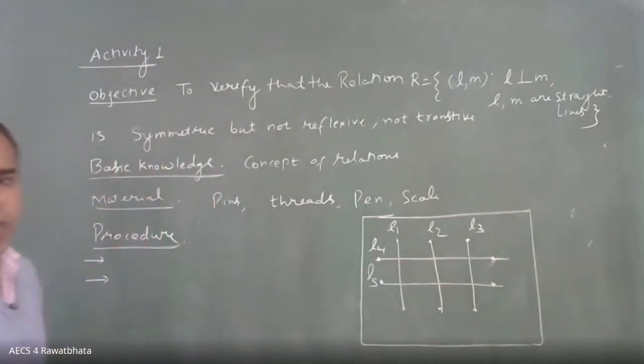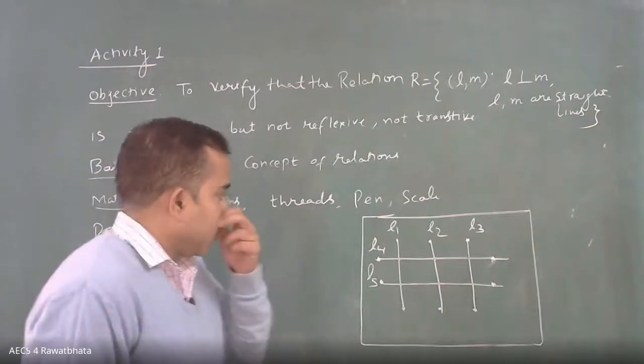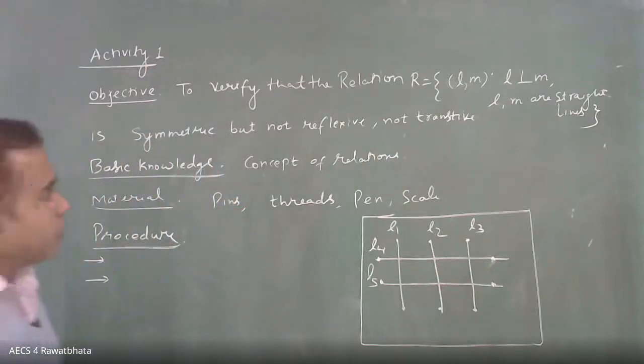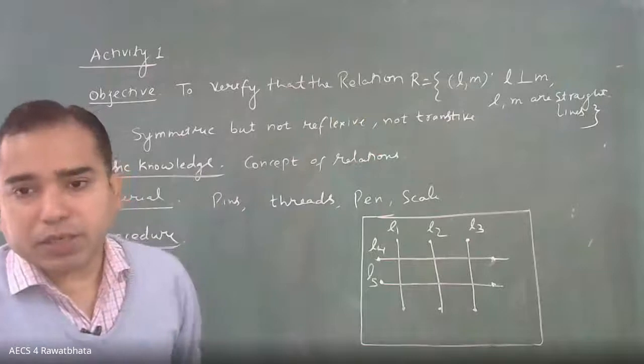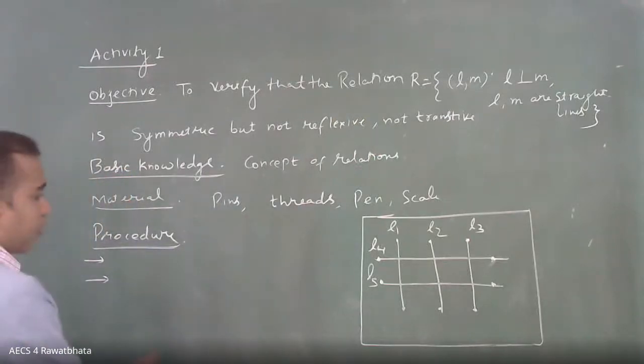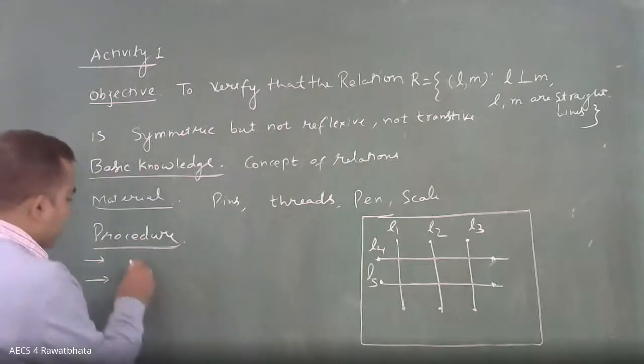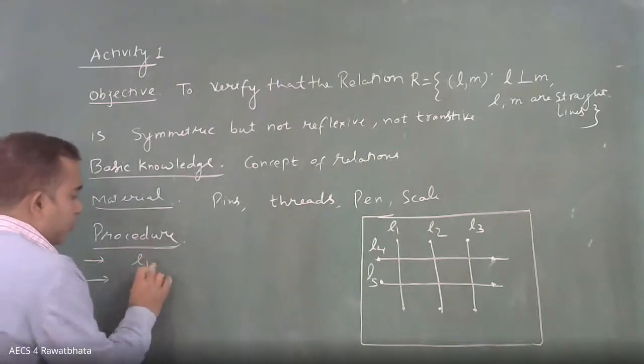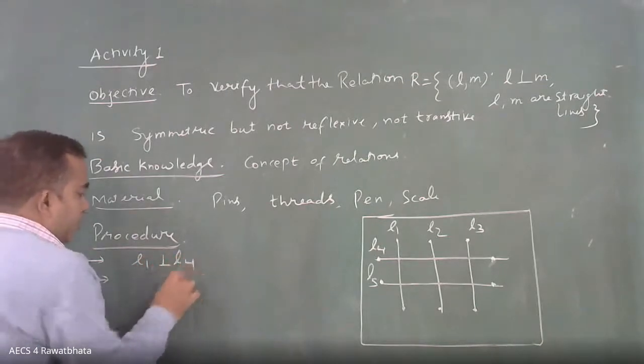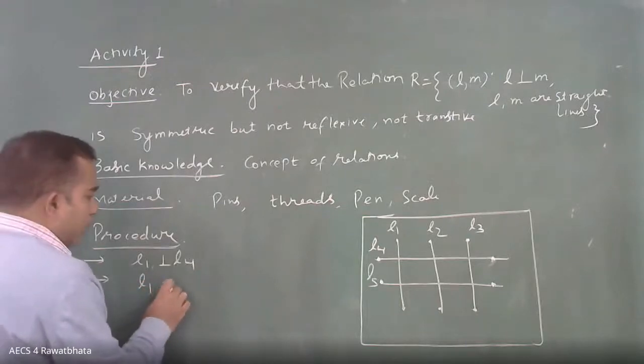Now you tell me which ones are perpendicular. I have to check perpendicular, so that I can write which ordered pairs belong in this. Ujesh, which ones are perpendicular? Can you tell me? Or anyone in the class? I can tell you that L1 is perpendicular to L4, right? L1 is perpendicular to L5.